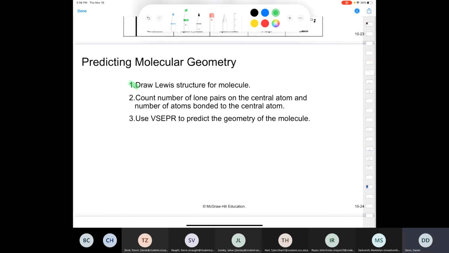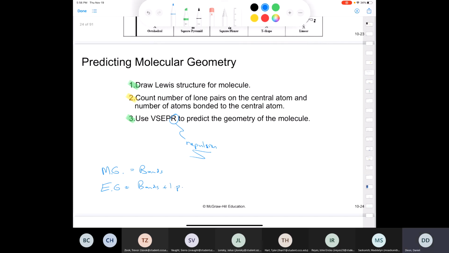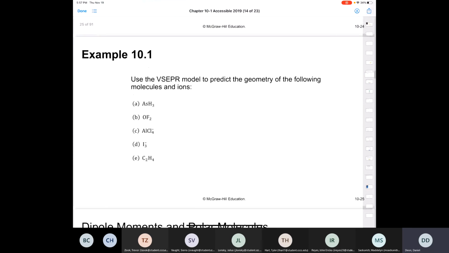Next, you're going to count the number of lone pairs on the central atom and the number of atoms bonded to that central atom. Then you're going to use VSEPR theory, valence shell electron pair repulsion, to predict the geometry of the molecule. Remember, molecular geometry considers bonds, and electron geometry, or what the book calls the arrangement of electron pairs, considers bonds and lone pairs. All righty. Well, with that in mind, let's try an example.